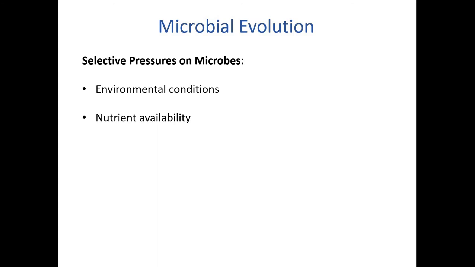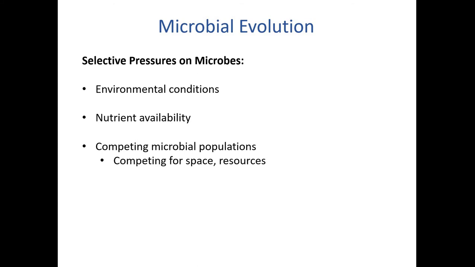Another selective pressure, of course, is nutrient availability. So microbes, just like us, have to eat, have to produce energy. And so the availability of nutrients to them can be a massive selective pressure, just like us, just like the Galapagos finches, etc. Then, of course, competing microbial populations. So microbial populations often exist among one another, and so they will have competition for resources and space. And then additionally, some microbes will actually create antimicrobial compounds to kill off other microbes in their surroundings.